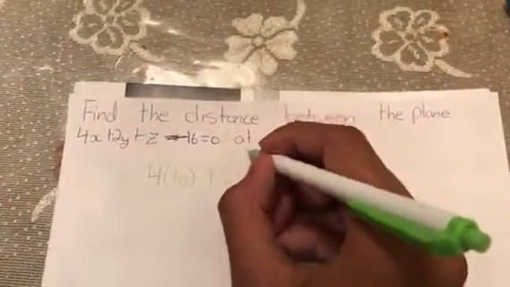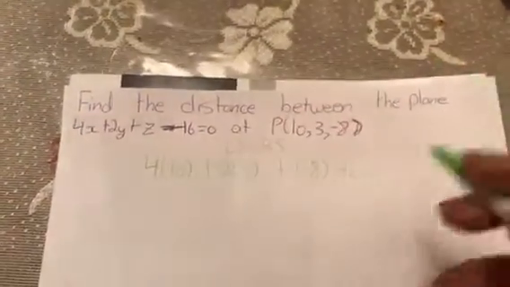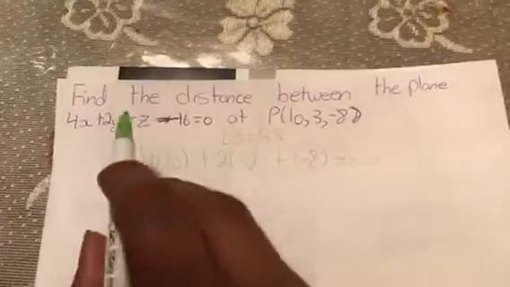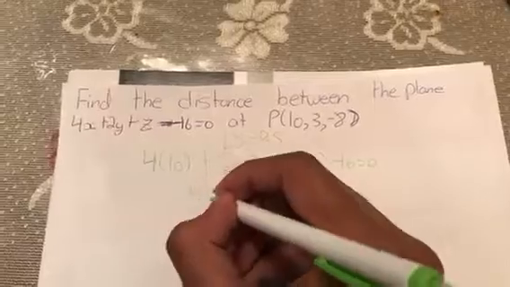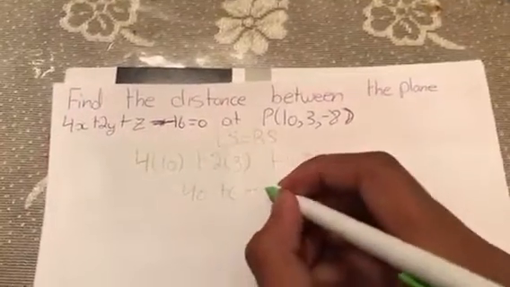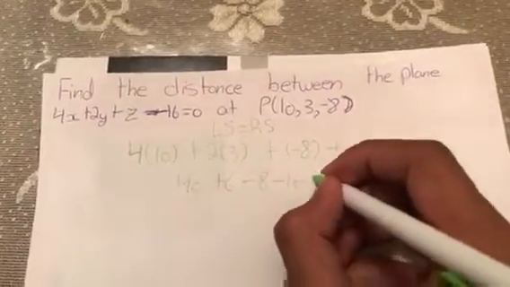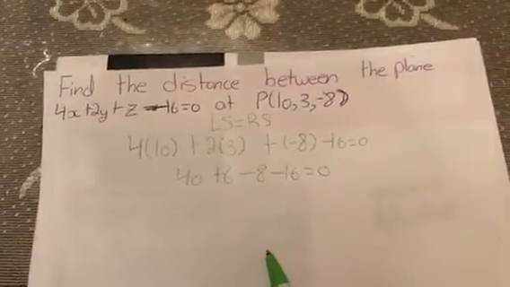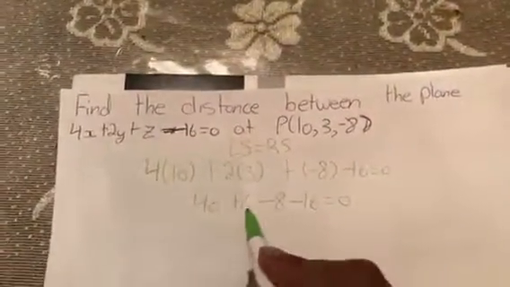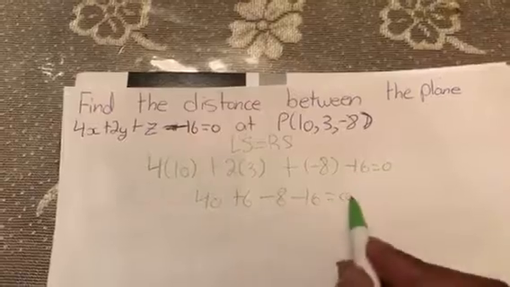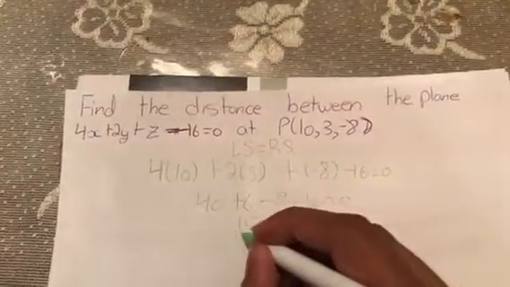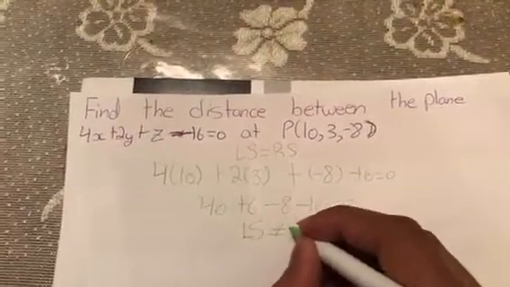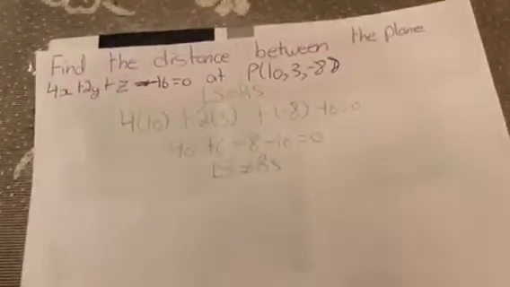And if the left side equals the right side, this means that the point lies on the plane. So if I keep going, I'll get something like this. And when I add them up, I get 46 minus 16 minus 8, which does not equal 0. So we say that the left side does not equal the right side, and therefore the point does not lie on the plane.